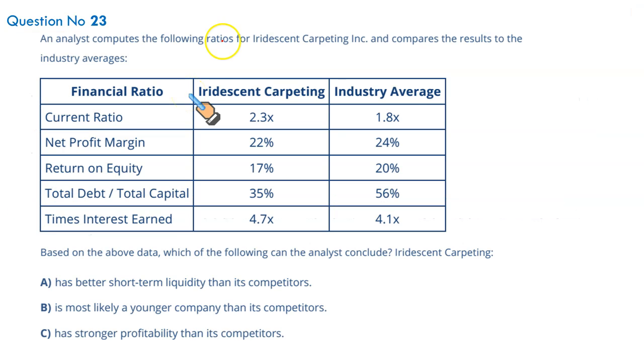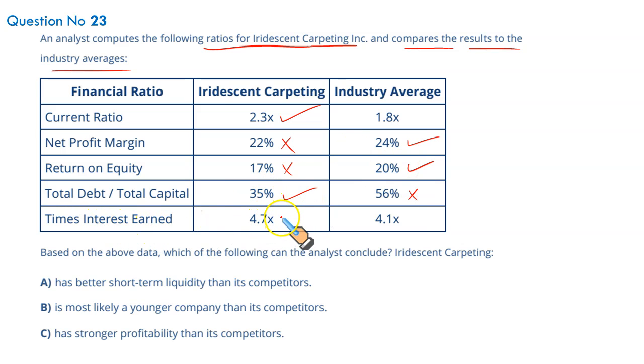An analyst computes the following ratios for Iridescent Carpeting Incorporated and compares the results to the industry average. Current ratio is 1.8 times, the industry is 2.3, which is good. Net profit margin, we are not doing well. Return on equity, not good. Debt to equity, our leverage is better. The industry average is quite high, but we are doing better than the industry. Times interest earned, the interest coverage, meaning how many times we can pay interest out of our remaining earnings, is better.